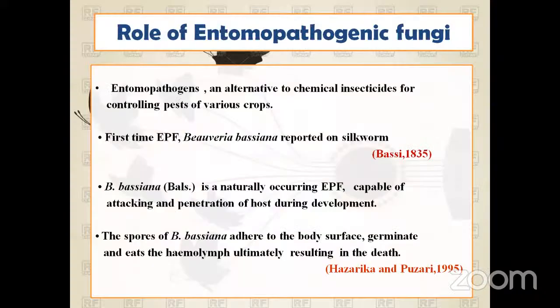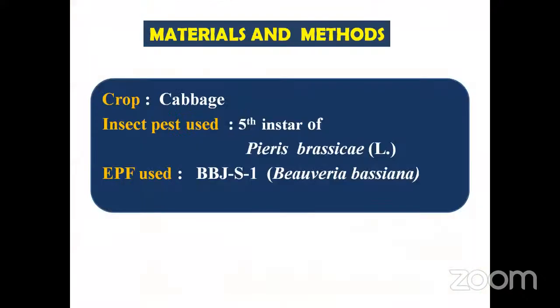Then coming to the entomopathogenic fungus, Beauveria bassiana was first reported on silkworm. These are alternatives to chemical insecticides for controlling pests of various crops. This is a naturally occurring entomopathogenic fungus capable of attacking and penetrating the host during development. Coming to the mode of action of Beauveria bassiana, the spores attach to the body surface, then germinate and eat the hemolymph, ultimately resulting in the death of the host.